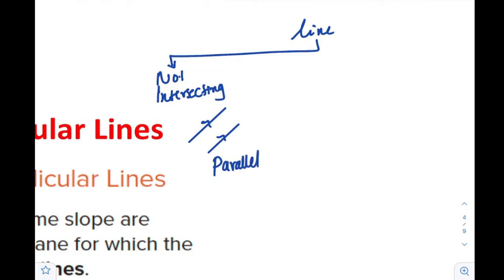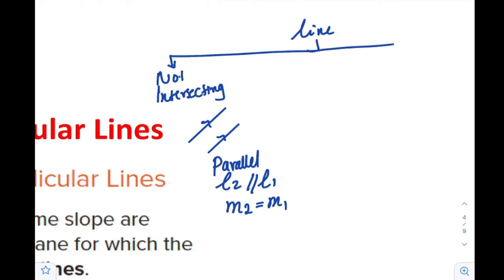Usually parallel lines have equal slopes. If you have line 1 and line 2, and line 2 is parallel to line 1, then the slope of line 2 is equal to the slope of line 1, exactly the same slope, because they have the same angle, the same degree of steepness.